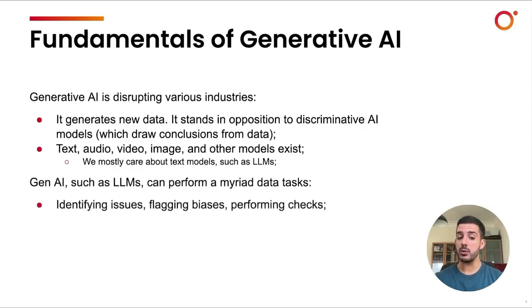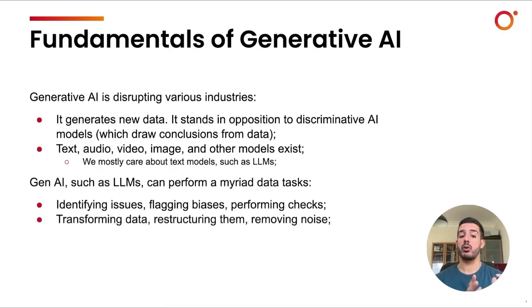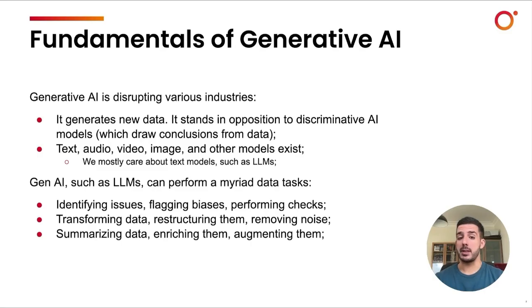They can identify issues, they can flag biases, they can perform checks, such as performing preliminary statistical analysis, just finding out what seems wrong about a dataset at first glance. Or for example, they can also transform the data, they can restructure the data, they can remove noise, they can map fields, they can change specific values or specific codes for a specific field, and so on. Or they can just summarize data, enrich those data with additional information, or augment those data in some other way, right? They can take values that already make sense and enrich those data with additional information.